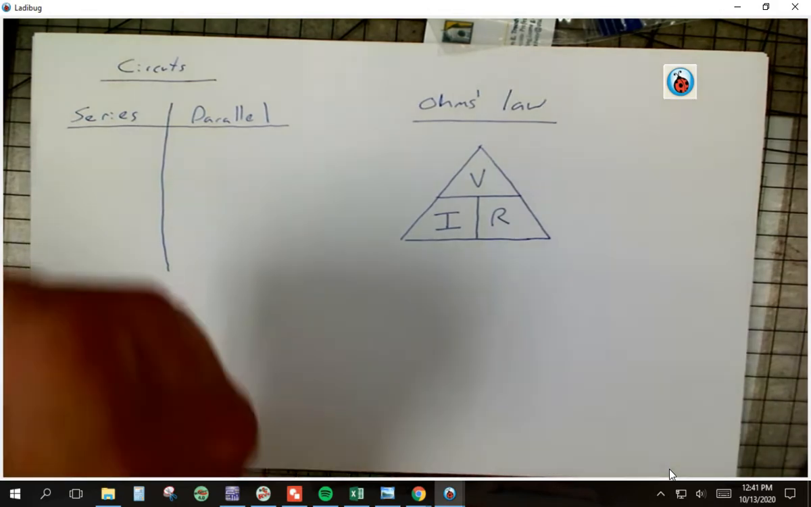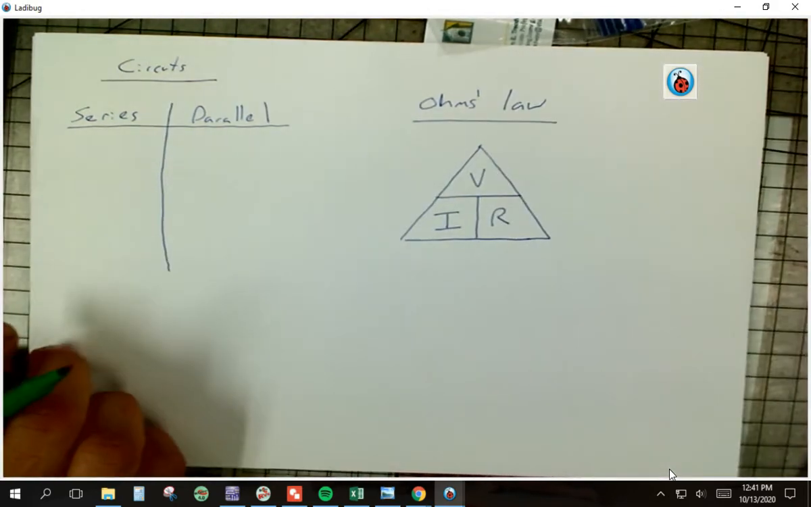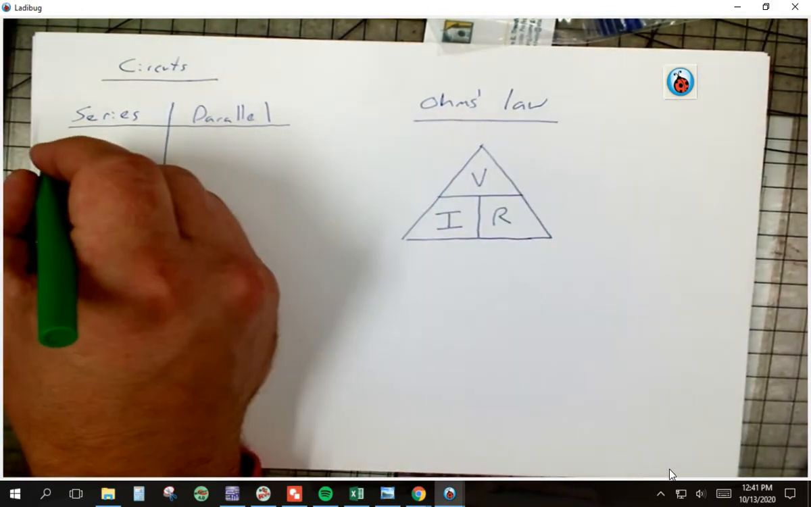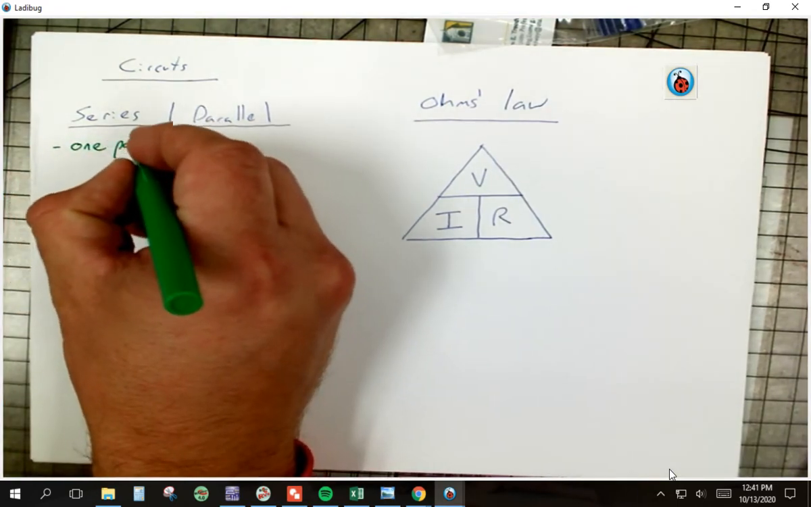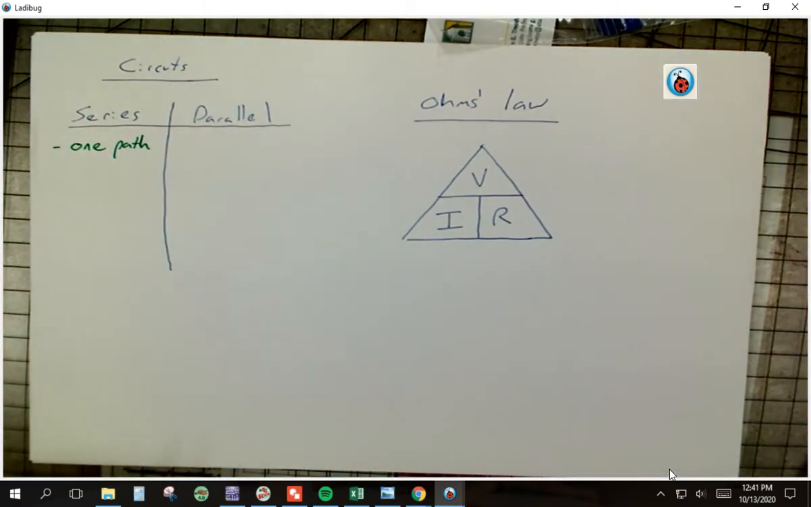So a couple of things that we're going to know about series, and we're going to start with a series circuit and talk through it, is that there's only one path for the electricity to flow.